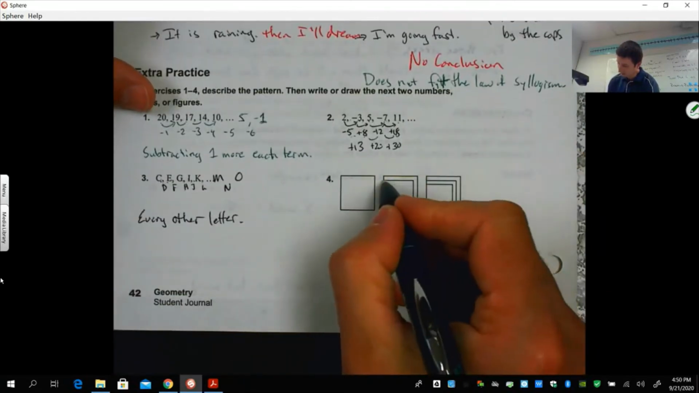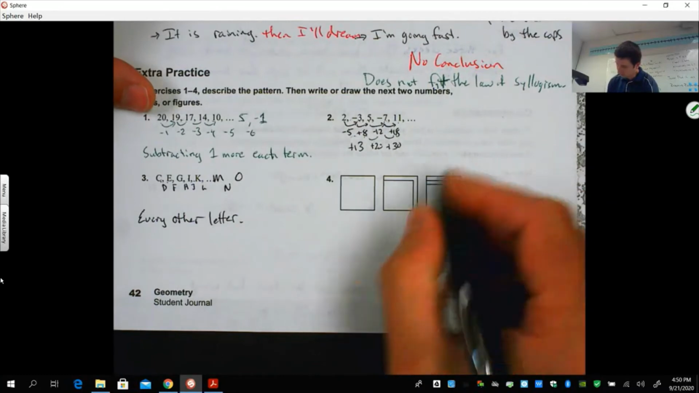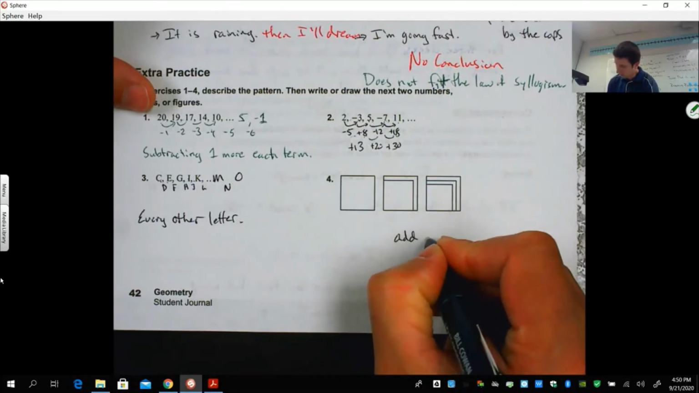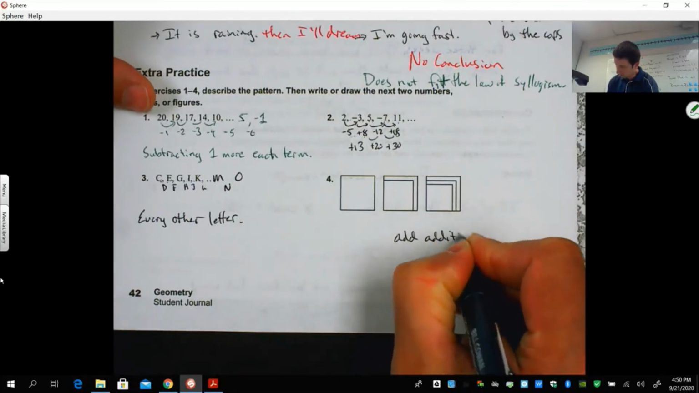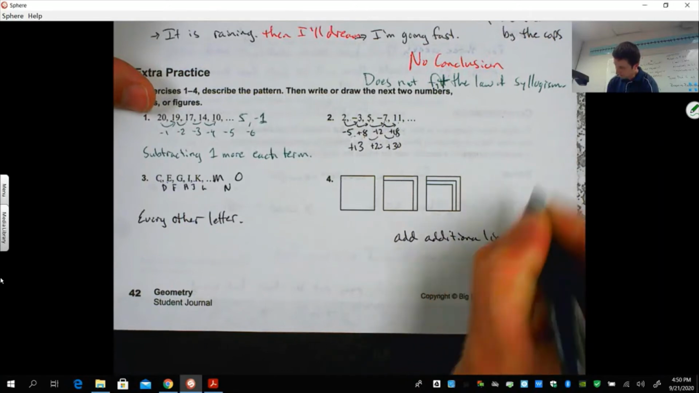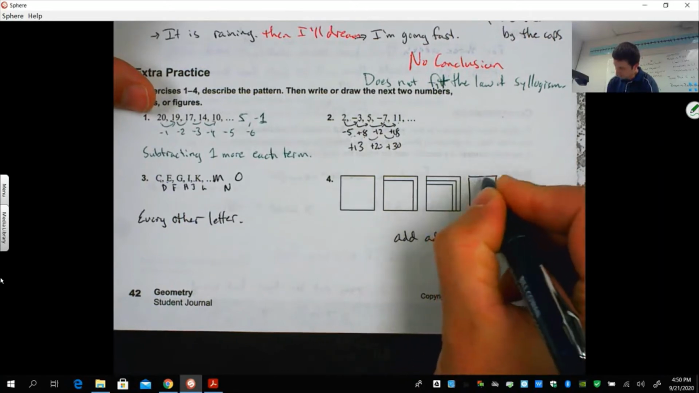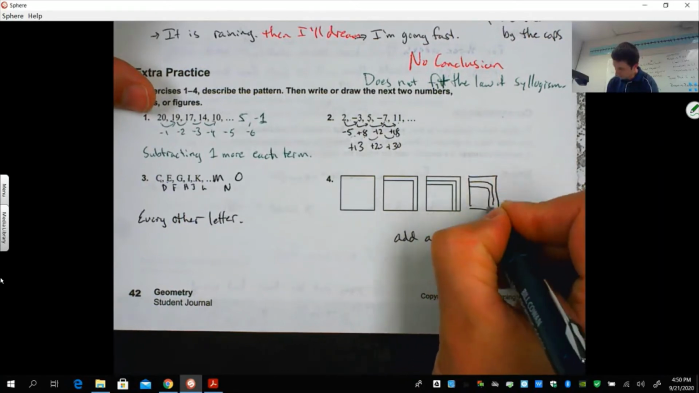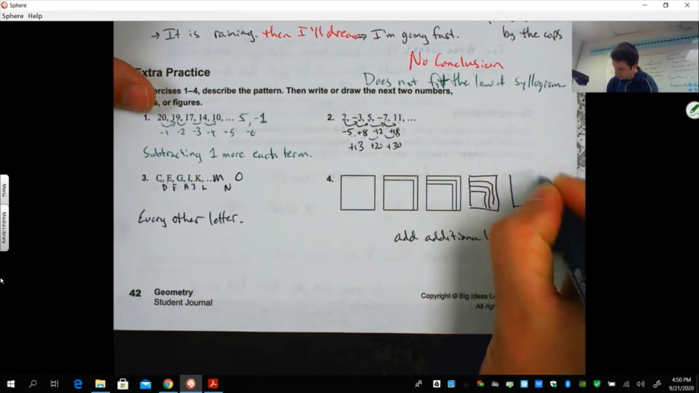Okay, notice they're adding one line here, then they're adding two lines. So they're adding additional lines each time. This would have 3. 1, 2, 3. This would have 4. 1, 2, 3, 4.